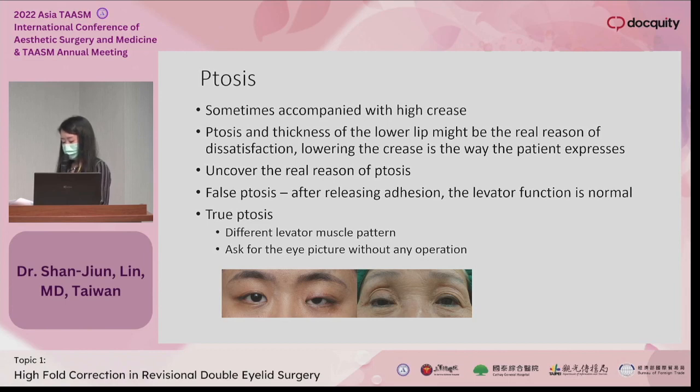The left one is the undercorrected congenital ptosis. The right one is the injured levator muscle from the last surgery.